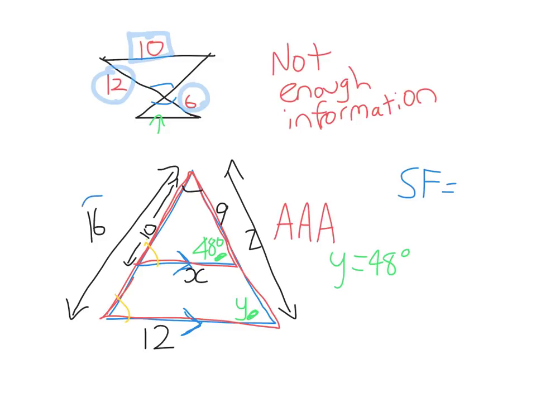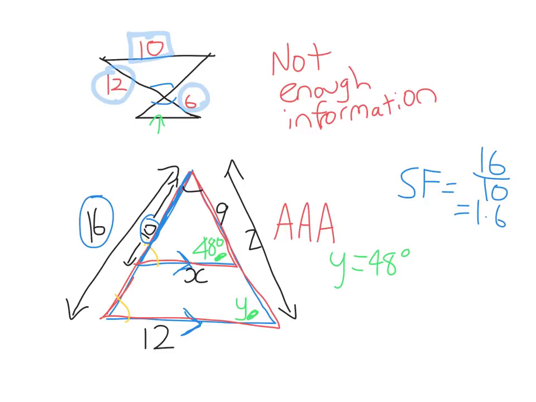Note, this side that's 16 and this side that is 10, they correspond to each other because they are the sides in each triangle that have the black angle and the yellow angle touching it. So they correspond to each other. So the scale factor is the larger side divided by the smaller side, which is just 1.6.